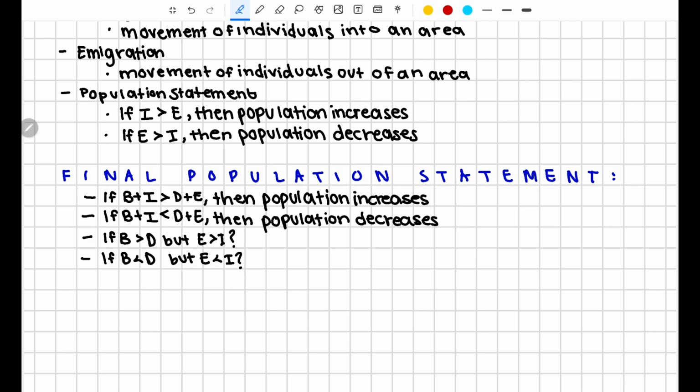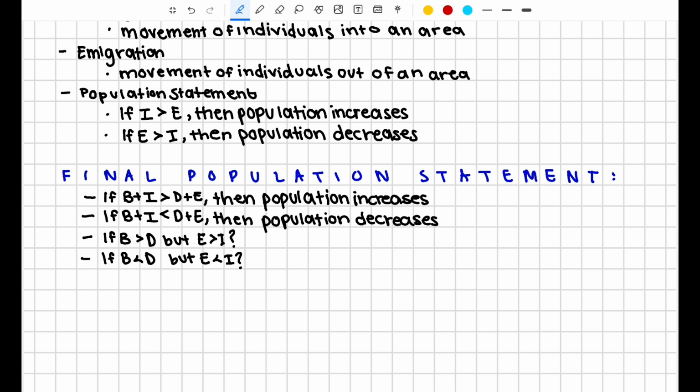And then we get to the more complicated ones. What if the birth rate is higher than the death rate, but the immigration rate is less than the emigration rate? Or what if the birth rate is less than the death rate, but the immigration rate is higher than the emigration rate? Well, that depends on exactly how much greater the change is.